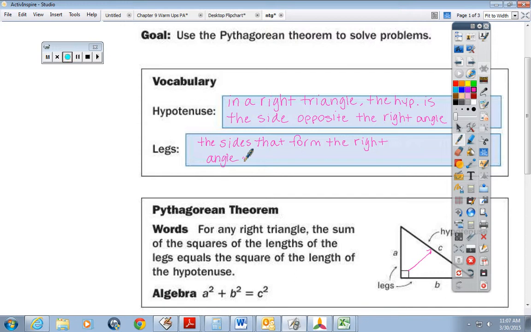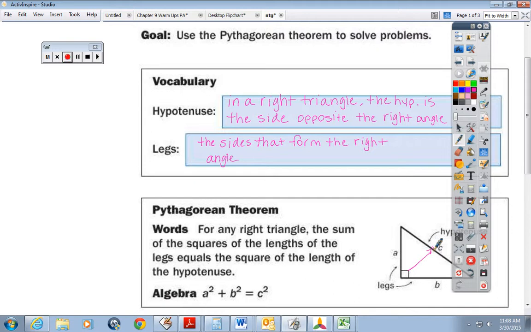So here is where the right angle is. The two sides touching it are the legs. The side opposite is always the hypotenuse, and that's going to be something that you need to know for the rest of the chapter too, as we move along with this chapter.